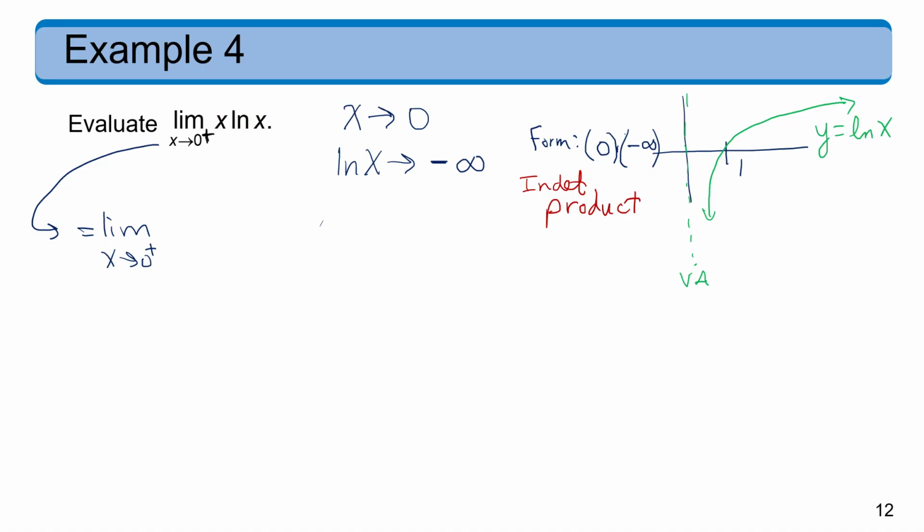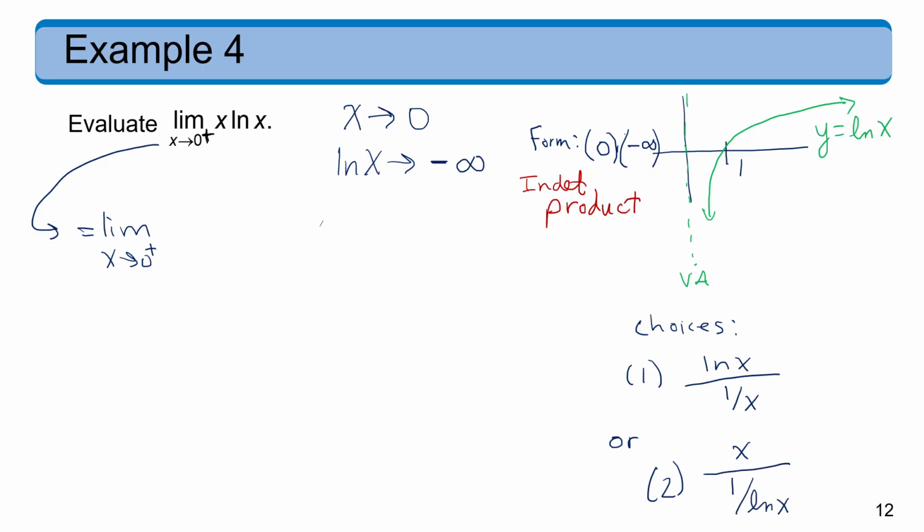So let's just list those over here. If we do that, we would have natural log x in the numerator, and the denominator would become 1 over x. The second choice is to keep the x in the numerator and put the reciprocal of natural log x in the denominator. Both of these fractions are equivalent to the function x natural log x. They're just rewritten in a different way. So we can use either one, right?